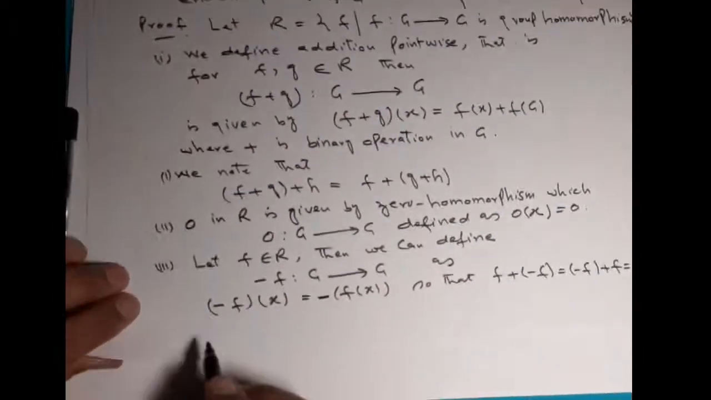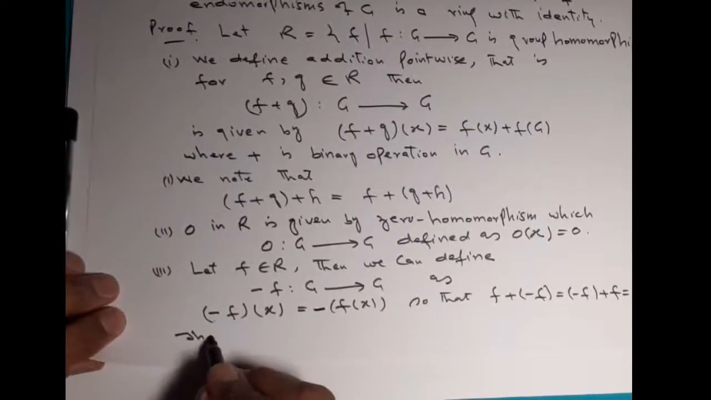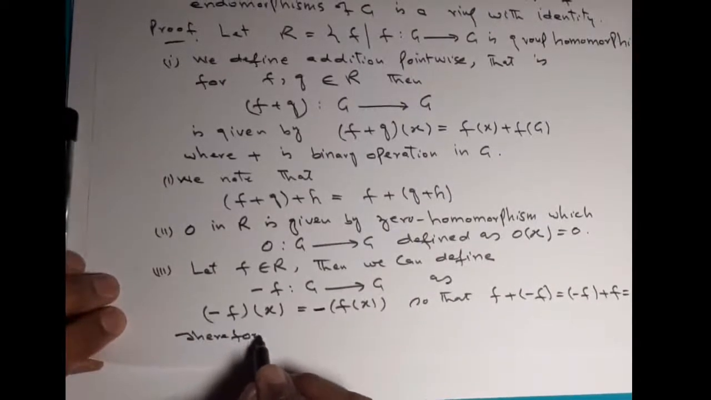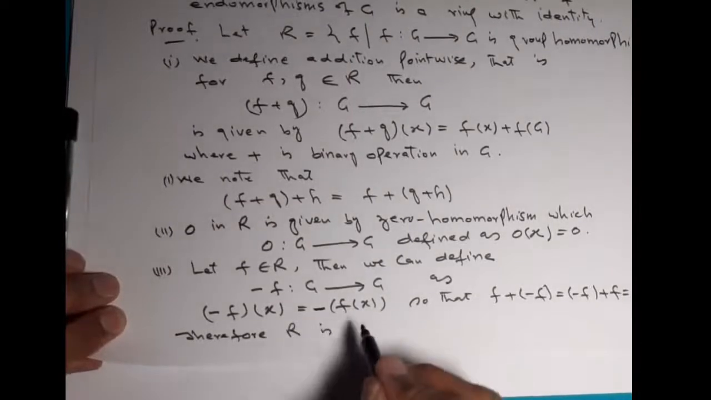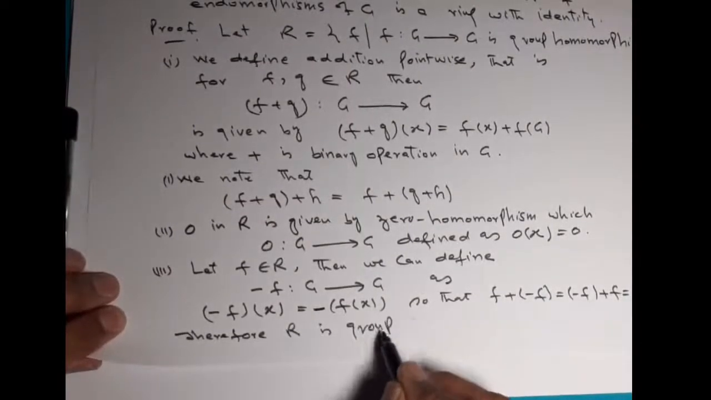So we have seen associativity, we have seen the zero element, we have seen the additive inverse of each element. Next, we have to see that this addition is commutative. So far we have proved that closure is there, associativity is there, zero element is there, additive inverse is there. So therefore R is a group under addition.